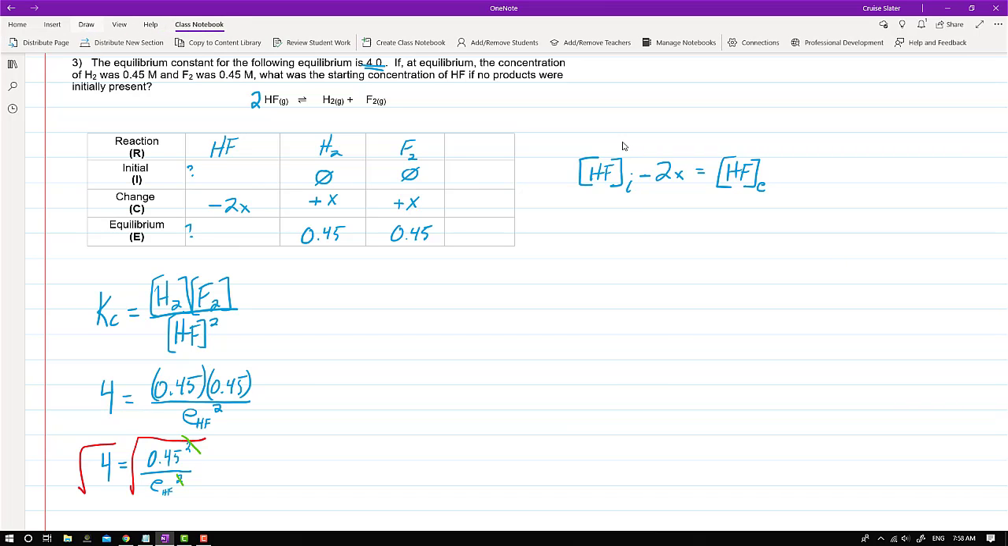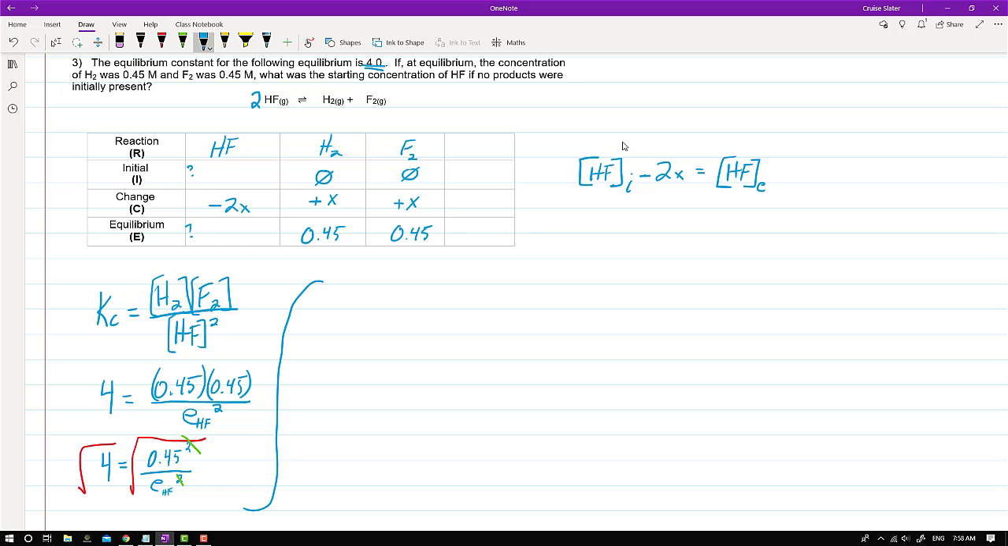Okay, so what I'm going to do is just jump over here to the right. Okay, so just come on up. And we're going to get 2 equal to 0.45 divided by E_HF. Okay, we're going to multiply both sides by E, then we're going to divide by 2, and we're going to figure out algebraically that E is equal to 0.225.